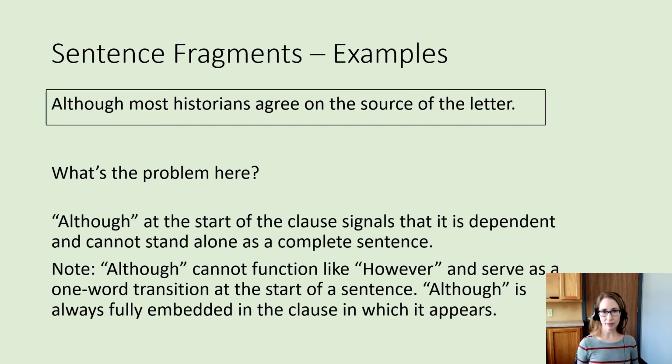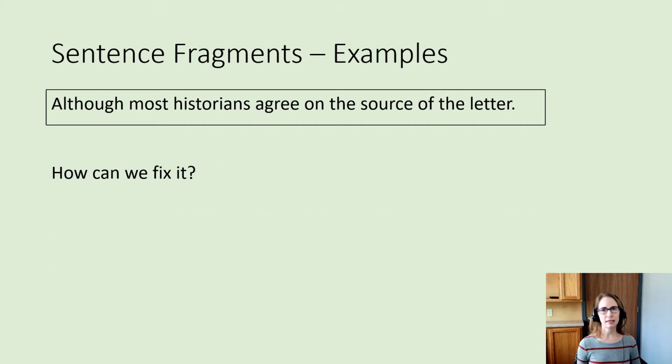Although is a subordinating word, and so it signals that that clause is dependent and can't stand alone as a complete sentence. I see this often in student papers where people use although at the beginning of the sentence, just like they would use however. But as a matter of fact, however and although are not interchangeable. Although always is fully embedded in the clause in which it appears and always creates a dependent clause. So let's think about the best way we can fix this fragment.